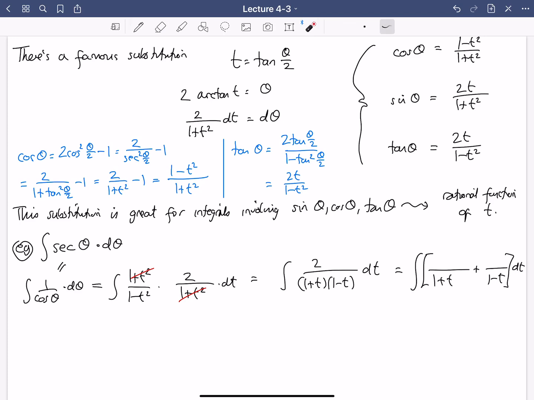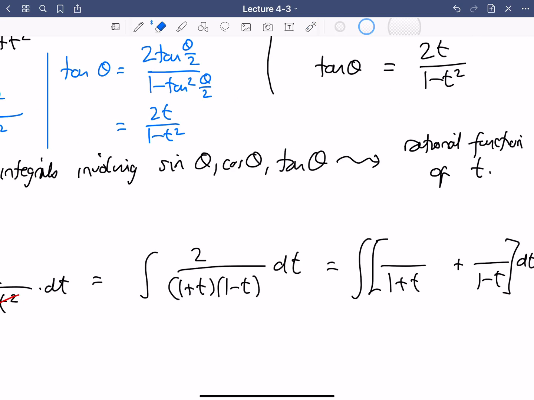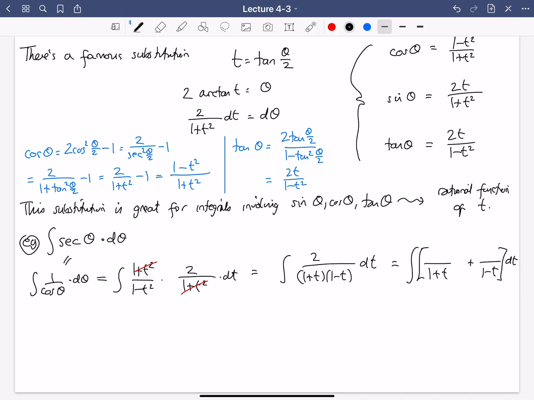But I can factorize that denominator, so I should be able to write it as something over 1 plus t and something over 1 minus t. And in this case, it's rather easy. You don't have to think very long to work out what the constants up at the top are. It's just 1 and 1 does the trick. So you can easily check that. I'm not going through partial fractions here. I'm assuming you know how to do that.